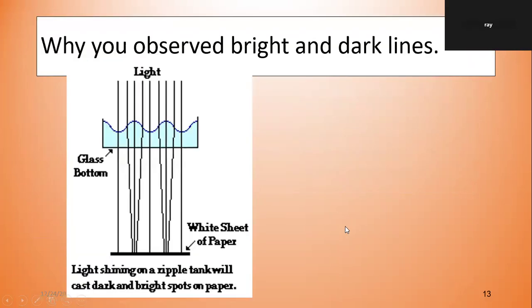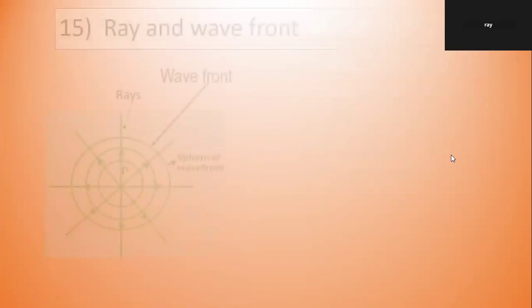Like a lens. You don't need to know that detail, but I just go into detail to help you understand. So that's what is happening. This one will be bright. This one, little light goes through, will be dark. So you see bright and dark lines.